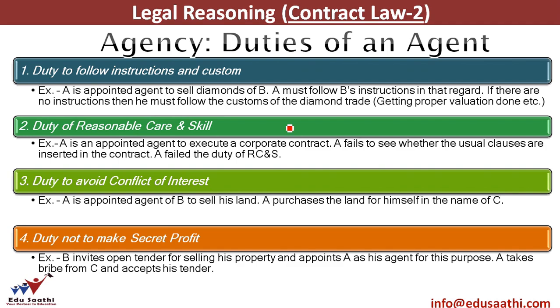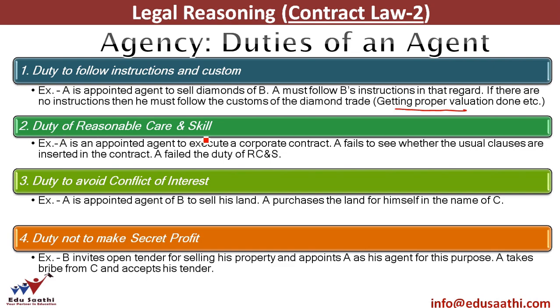Let's discuss what are the duties of an agent. It's also for theoretical purposes, to understand the scope of the agent's activity. First duty is duty to follow the instructions and custom. Example, A is appointed agent to sell diamonds of B. A must follow B's instructions in that regard. If there are no instructions, then he must follow the customs of the diamond trade, getting proper valuation done. So it's a duty of the agent to follow the instructions of his principal.